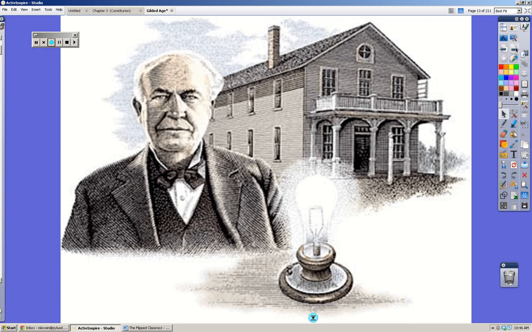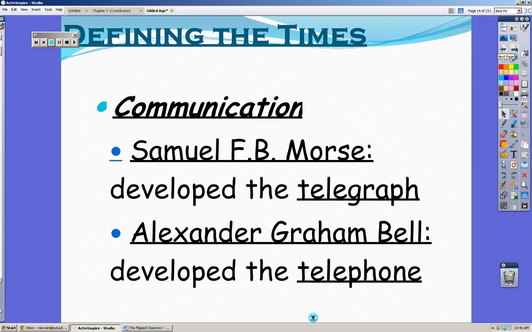Here's another picture of Thomas Edison inventing the light bulb. Okay, and then new communication. This obviously is like another time machine. You're taking away the idea of having to mail letters, and you now can communicate instantly. First, Samuel Morse and the telegraph. Okay, and then secondly, Alexander Graham Bell and the telephone.